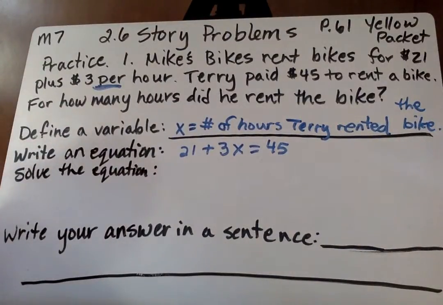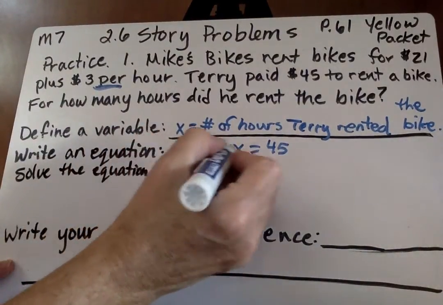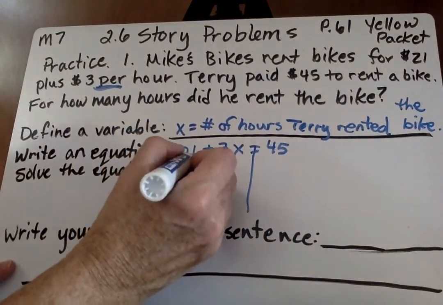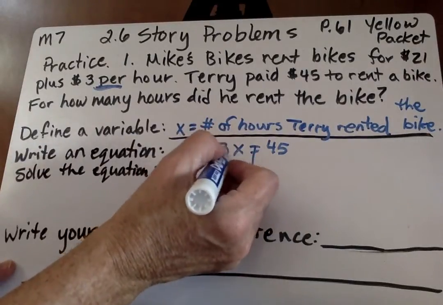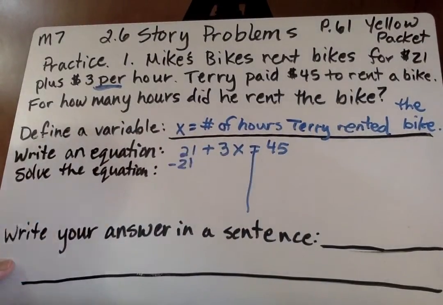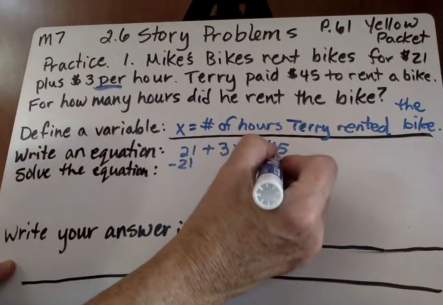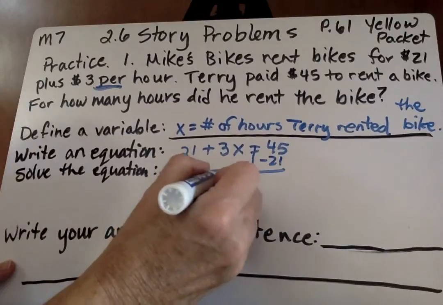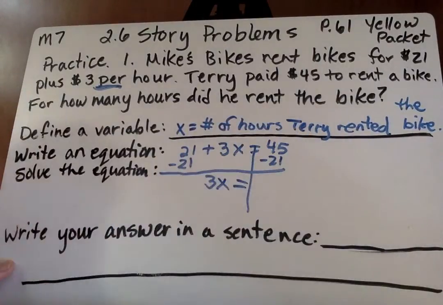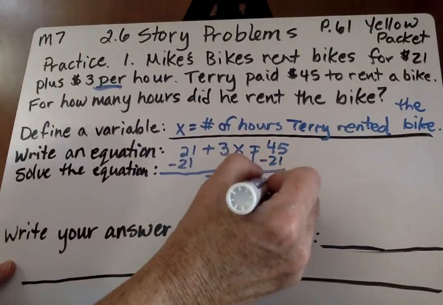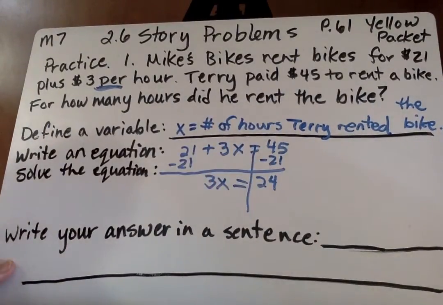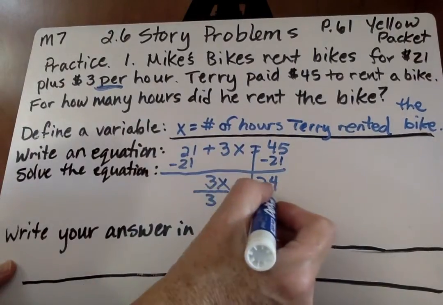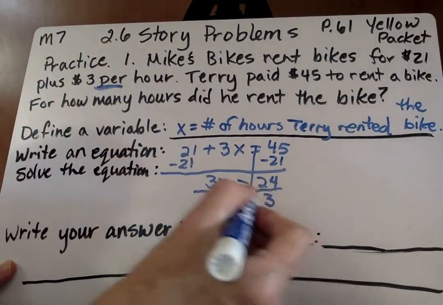Now we solve the equation. So we put a line down the equal sign. We go minus 21 here, because again, we can think about it as the mom with the baby and the toddler. So we move the toddler first by doing the inverse operation. 45 minus 21. Now we go ahead and put the baby to bed.